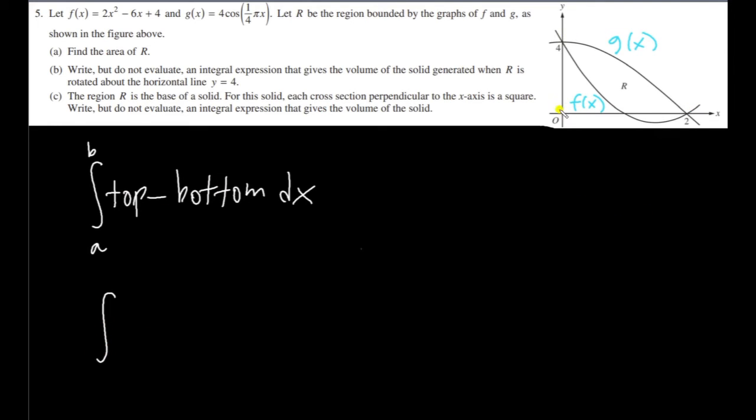So the equation to find the area of R is top minus bottom. It's the integral from a to b of top minus bottom dx, where top is the top graph, bottom is the bottom graph. A and B are the x values of the start and end points. In this case, we're starting at x equals 0, and we're ending at x equals 2. So we're going from 0 to 2, and the graph on top is g of x.